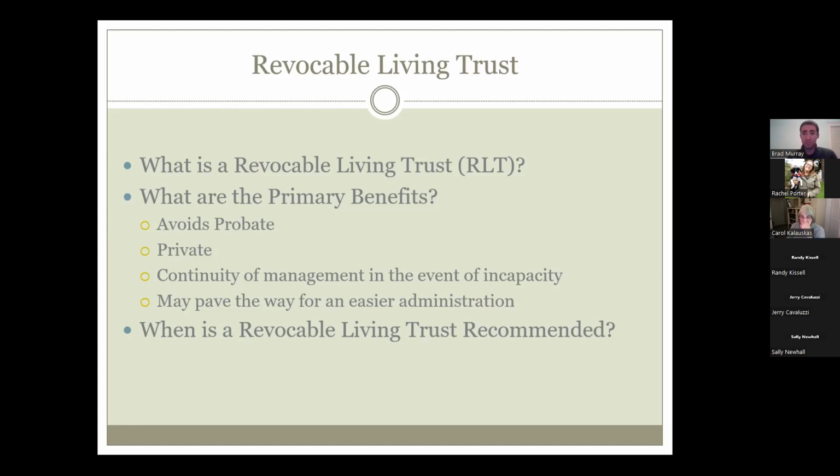Any questions about the RLT? And again, you don't have to speak now. If you want to wait until the end, that's perfectly fine. Brad, this is Randy. If I may, a couple questions. Absolutely. What grounds would a disinherited person have to successfully challenge a will?